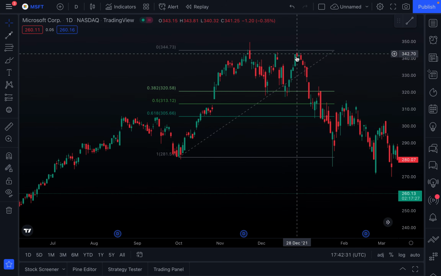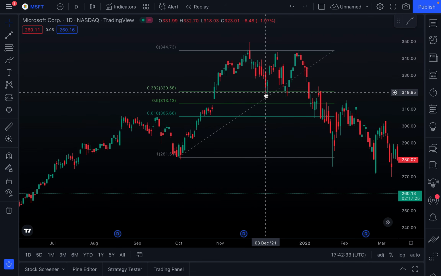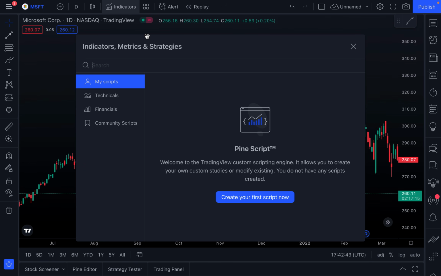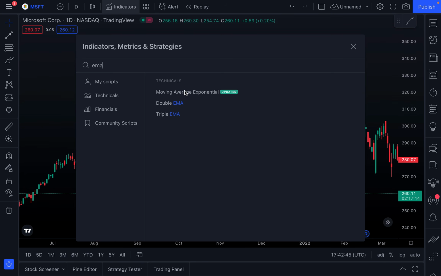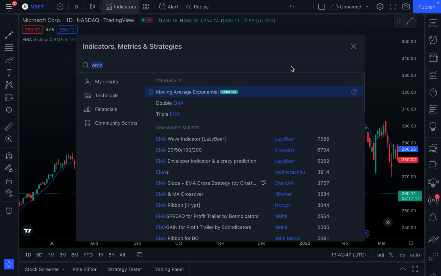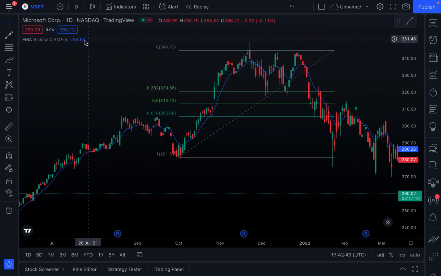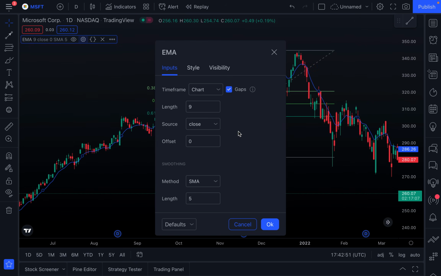Now, again, you can't just use this tool by itself, right? So what do we do? Well, first, what we want to do here is determine the trend in the market. So the way we do that is we go to indicators and we search for the EMA line. So we're going to add an EMA and we're going to use the length of 50. So we want to add a 50 EMA line.